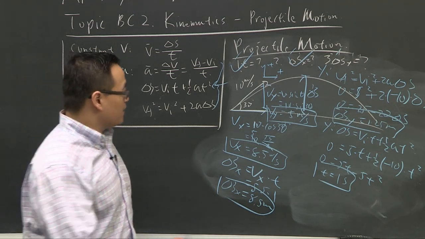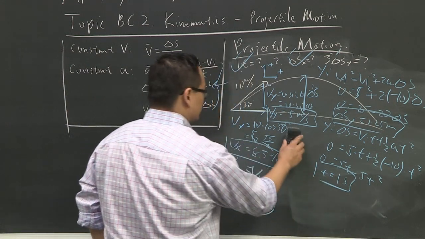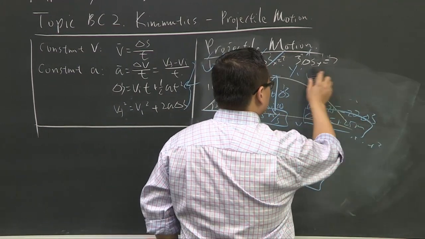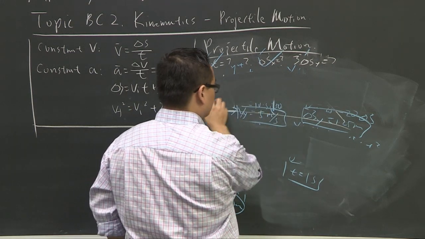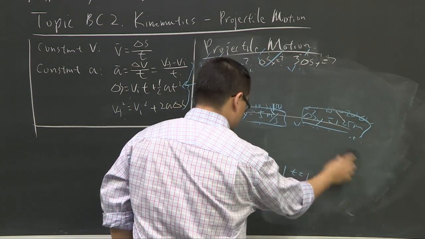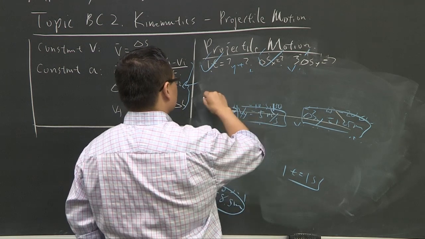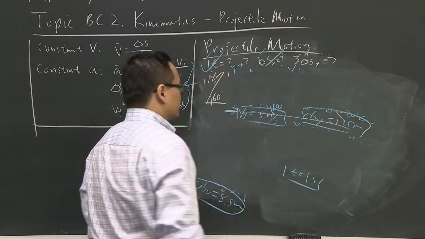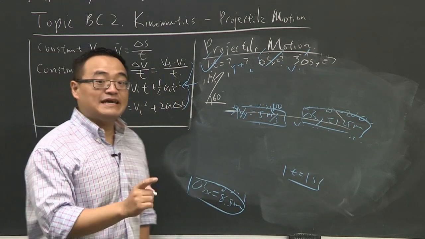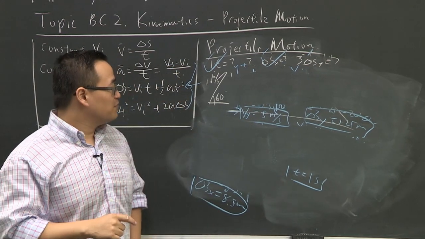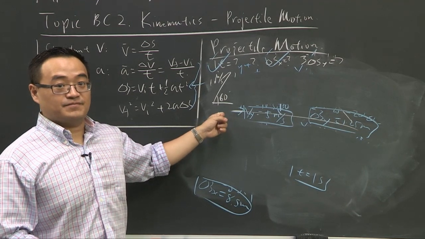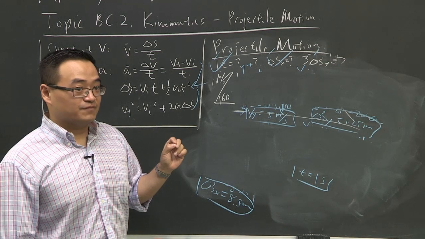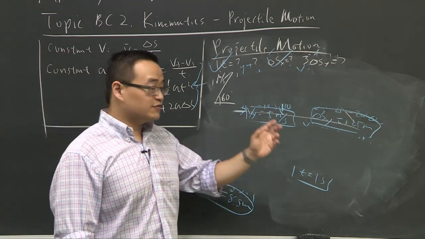Okay? One thing I want to leave you guys with, what if I change this? What if I change this to launch this at 10 meters per second? So same velocity, but 60 degrees. I want you guys to repeat the same calculation, but with a 60-degree angle. Okay? You will find something really interesting. I'll let you guys do it.